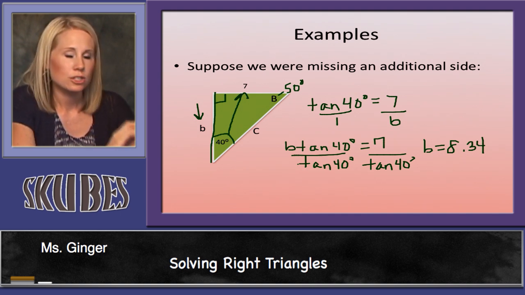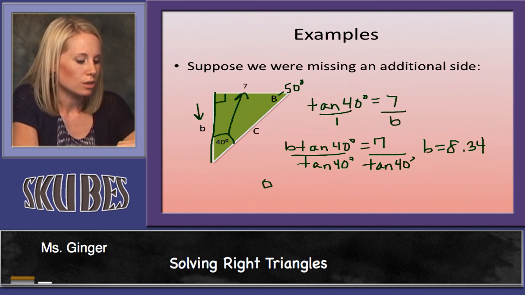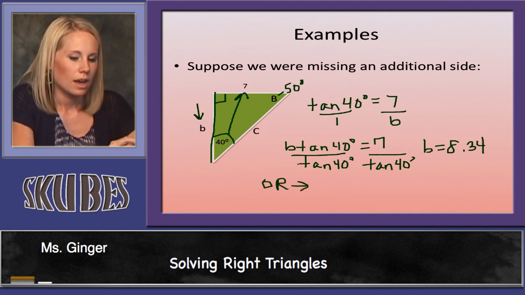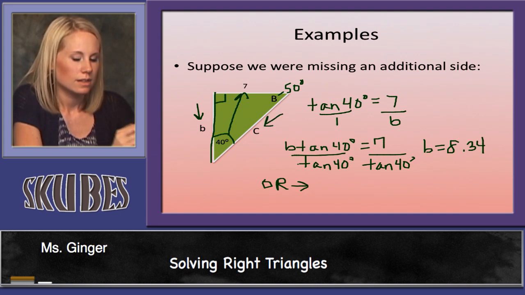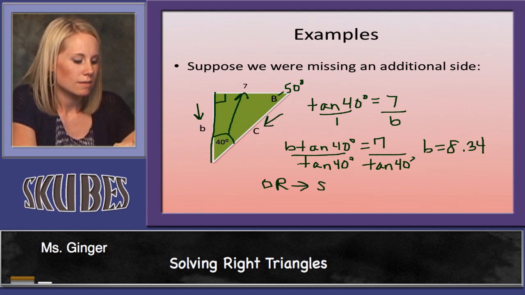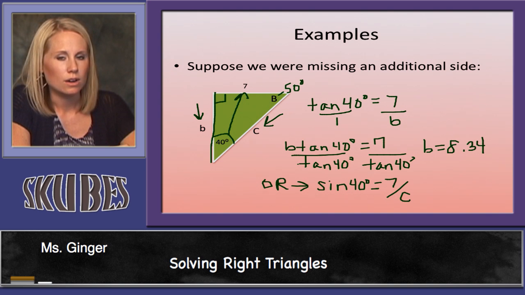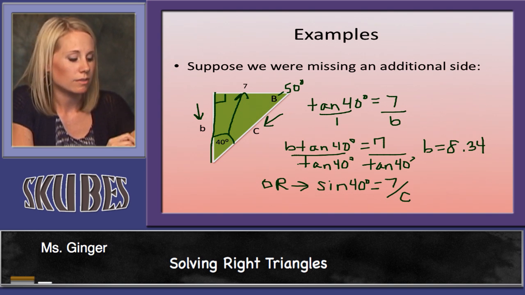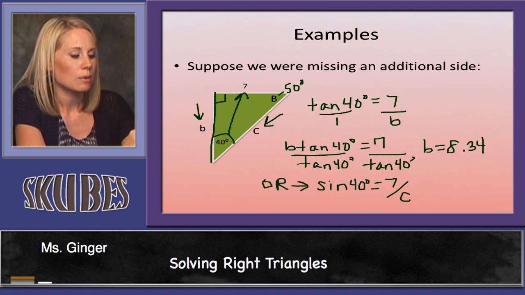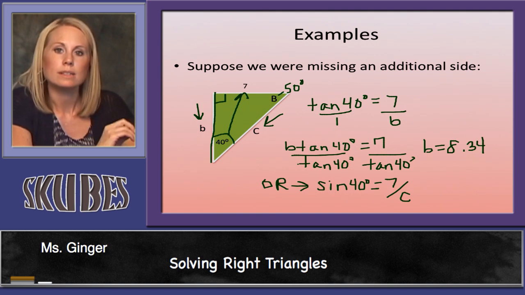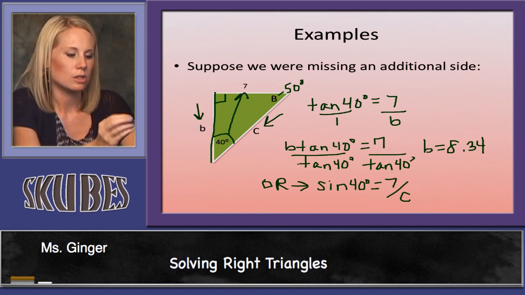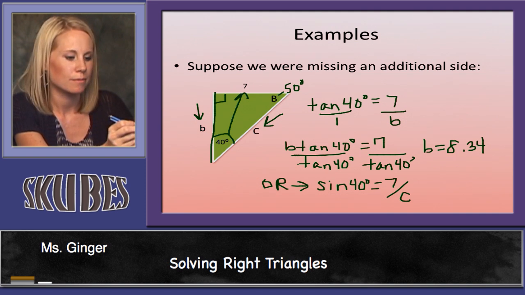Okay, and I just want to mention you could have started by finding c if you wanted to. You could have started this way. If I wanted to find c, I could have used sine instead. I'm not going to finish this one out, just going to set it up. Because the pieces for sine are opposite and hypotenuse, and if I was going to find c, I would be dealing with that 7, which is opposite, and c, which is the hypotenuse. So there's your setup for that, if needed.